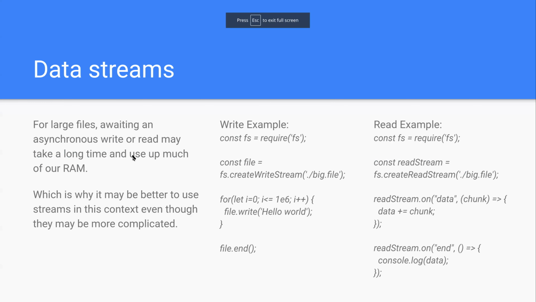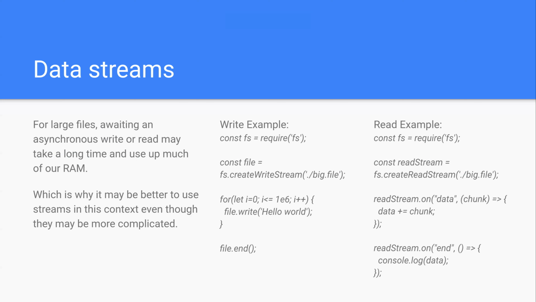So data streams. Just before the break, we stopped while we were using the file system. We're creating files, deleting files. Well, there might be an issue, for example, when you're using large files. Let's say you have a video, or you're building the next Netflix, okay? You're building a video streaming platform, and you need to send the video basically to your users.